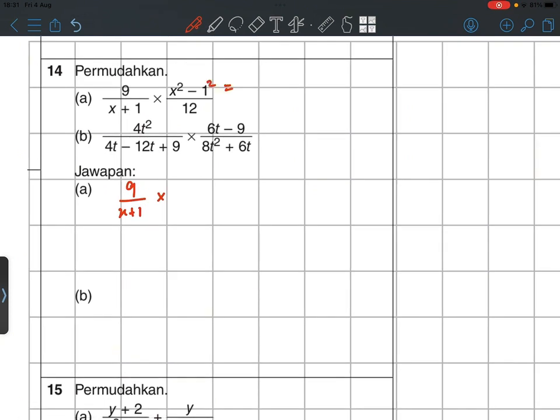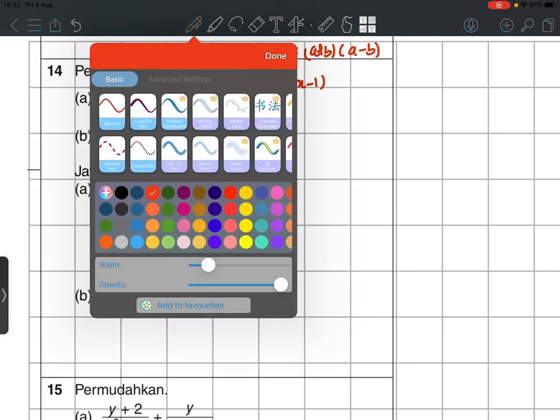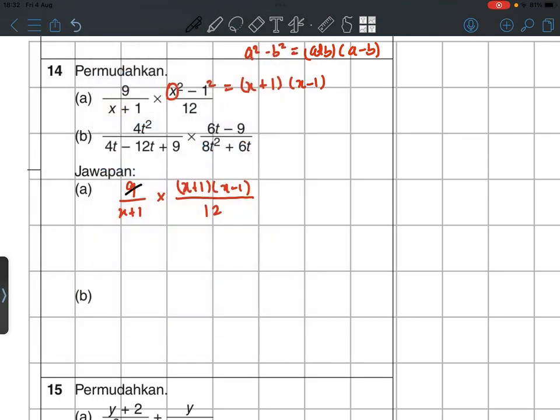So you can use a squared minus b squared, which is (a plus b) times (a minus b). The a over here is this x, and b is 1, so it is (x plus 1)(x minus 1) divided by 12. So you can simplify this: 9 divided by 3 is 3, and 12 divided by 3 is 4.